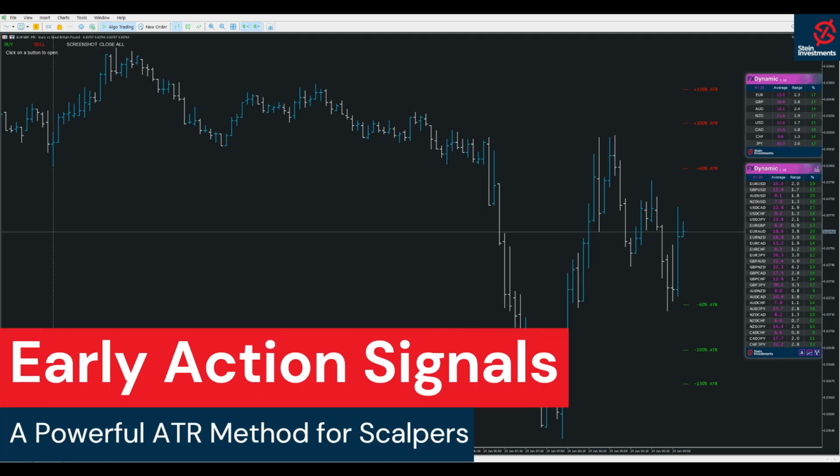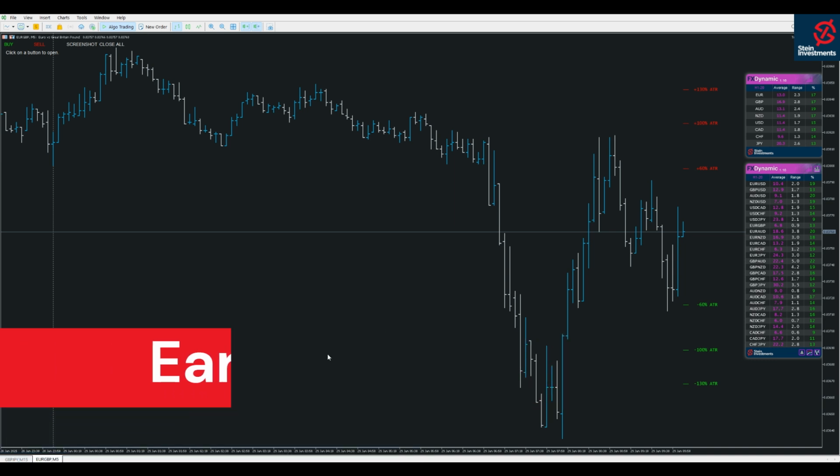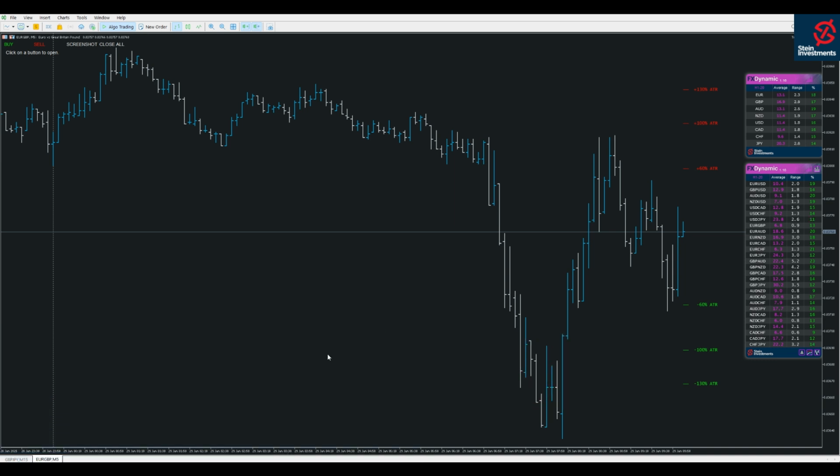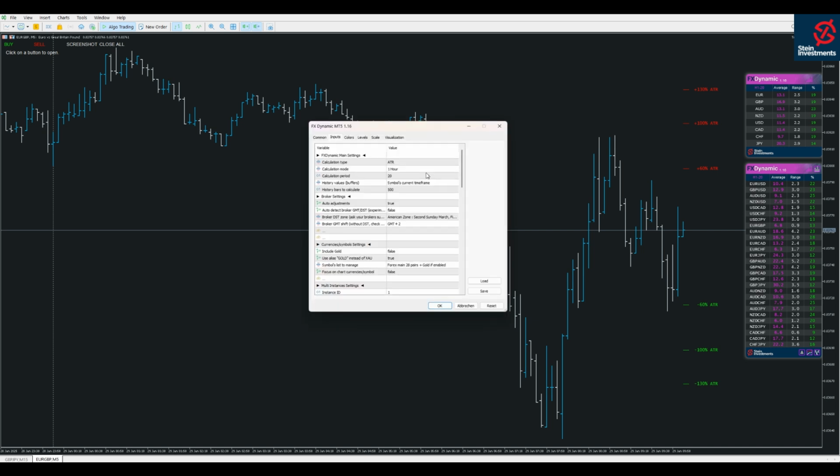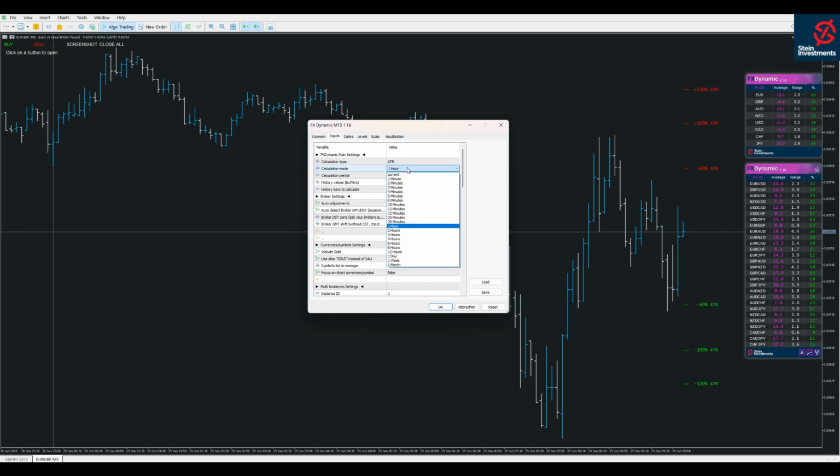One more method that is especially interesting for scalpers, I guess, is to determine at a very early point where the action is. And to do so, I used a different analysis period here for FX Dynamic. I use a 1 hour analysis instead of the 1 day I showed you before.